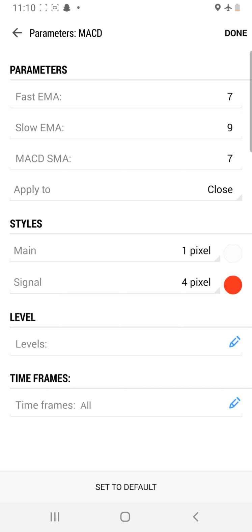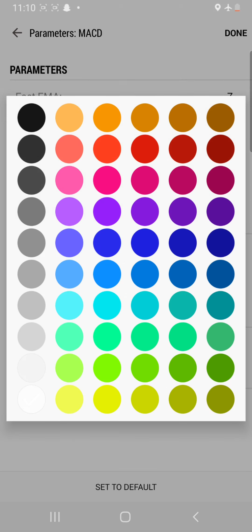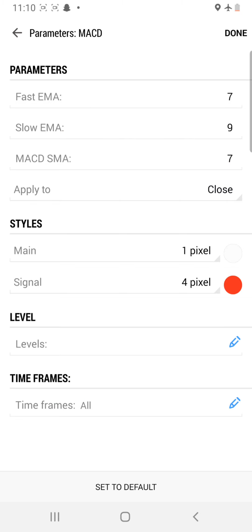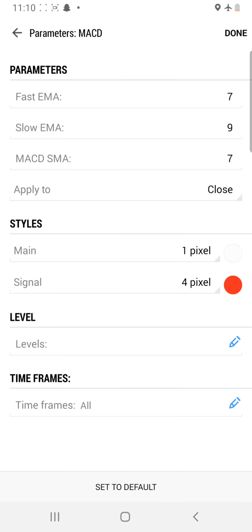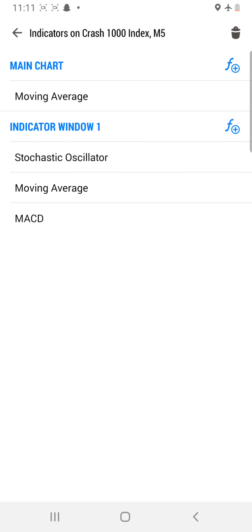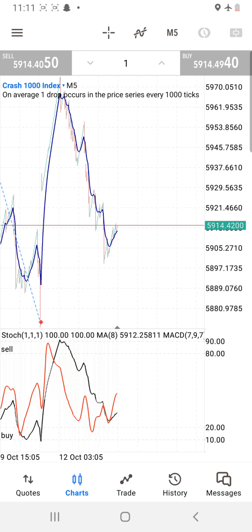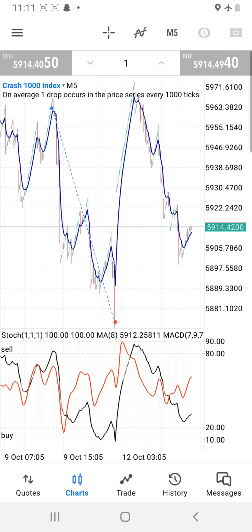Apply to close. Then on your styling, your main should have the same color as your background. In my case, it's white, so I chose white, and then the signal is the one that we want appearing on our charts, and it's got the red color there. That's bright and clear. Okay, so if I click done and go back to my indicators, you see now we have this red line as well, indicating our MACD, showing us where our MACD is at any price level.